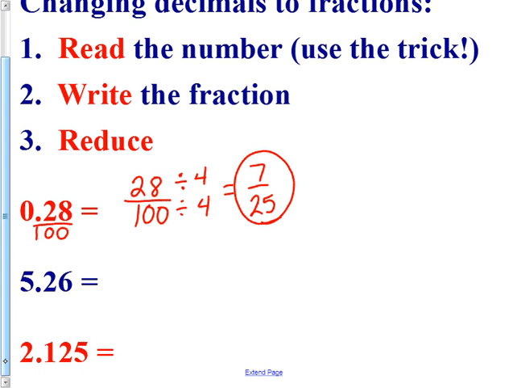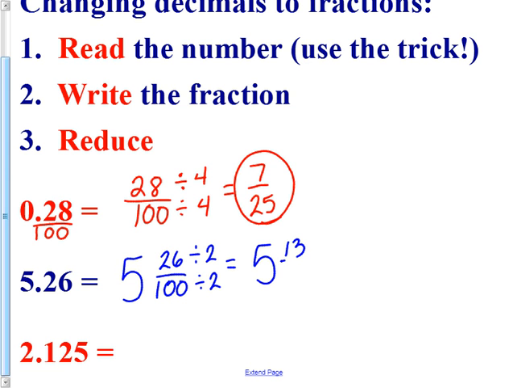Let's look at another example. The next one is 5 and 26 hundredths, and if we look at that, we've read it out loud, we're going to write it, and this one's going to be a mixed number, 5 and 26/100. So having the whole number in front doesn't really change our process at all. And we still need to simplify. Those can both be divided by 2. That's going to give us 5 and 13/50ths.